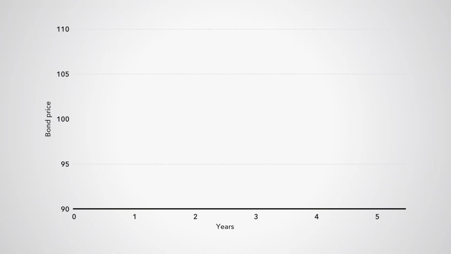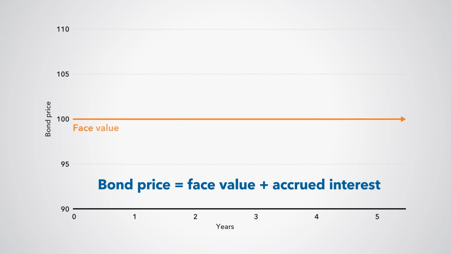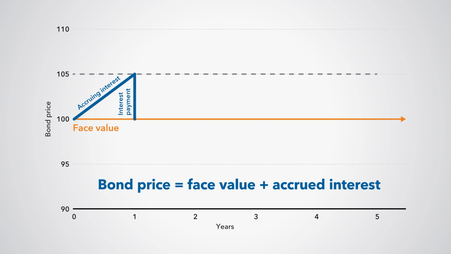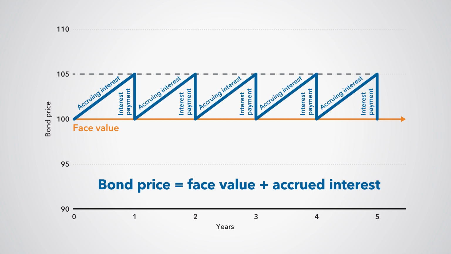For example, say a 5-year government bond is issued at par for 100 and 5% interest accrues every year. Coupon payments are made at the end of each year. So, interest of 5 accrues during the year, and then a coupon payment of 5 is made at the end of the year, bringing the outstanding value again to 100 if there are no other flows.